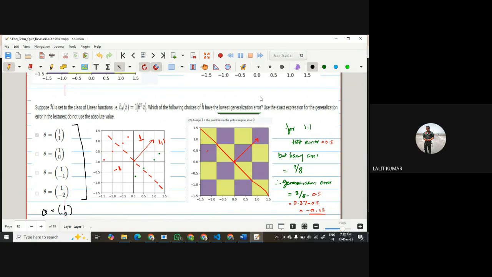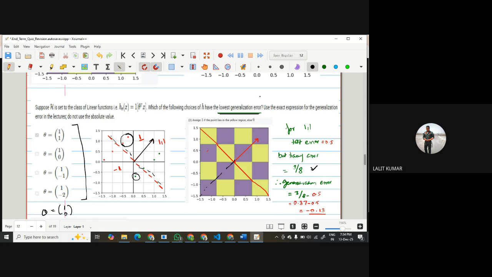So let's see them one by one. First we see for theta equal to 1, 1. So theta equal to 1, 1 will become something like this. And your decision boundary becomes like this. So see, here there are two misclassified. Here there is one misclassified. So there are a total of 3 misclassified points. Training error will become 3 by 8. For the test data set, if you put the same model, it is dividing everything in half. So there is a half probability that this will be misclassified.